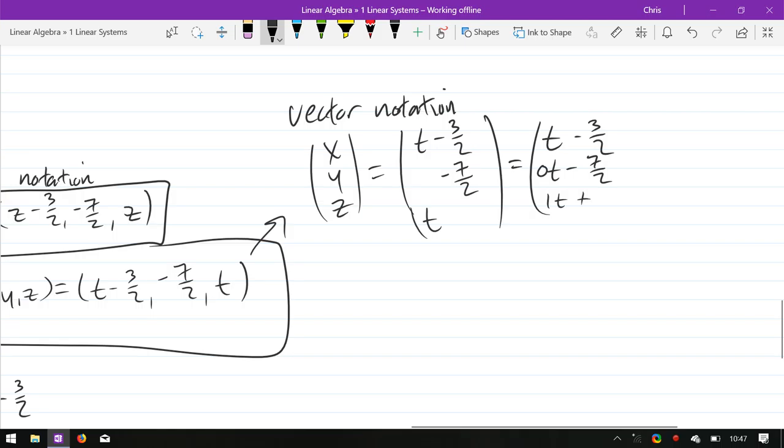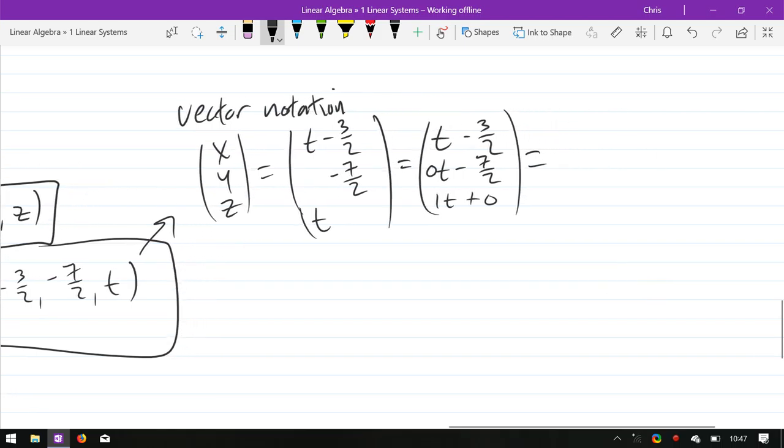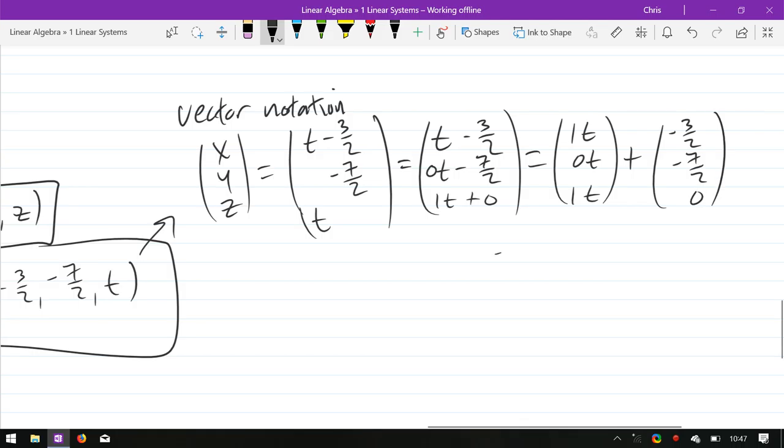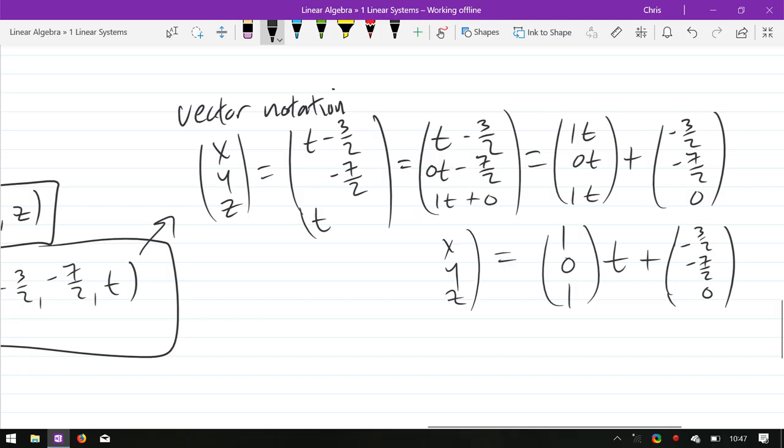T plus 0. I'm going to split this apart, and then factoring out the T, that's just scalar multiplication. And if you took calc 2 or calc 3, this would be a parameterized line right here. So again, it has the exact same information, just written out in a different form.